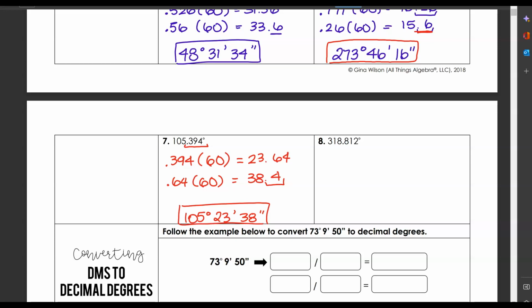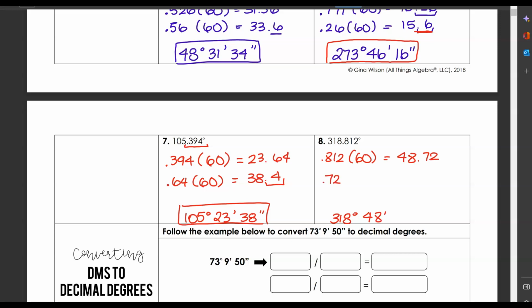So we're going to start off with 318 degrees. That's my whole number. I'm going to take those decimal values, 0.812, multiply that by 60. When I do that multiplication, I end up with 48.72. So I'm going to have 48 minutes.